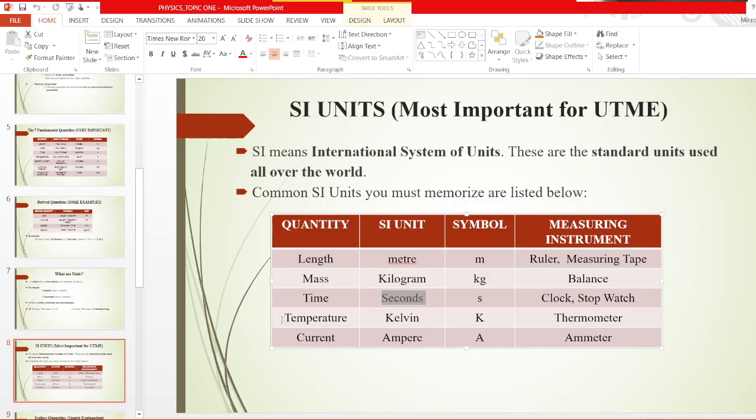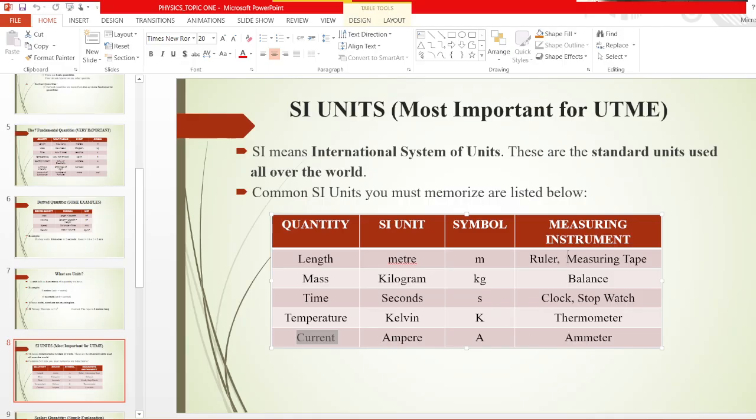We are looking at temperature. The SI unit for temperature is Kelvin, but questions might present temperature in Celsius, and they ask you to give your answer in the SI unit for temperature. Please know that the SI unit for temperature is Kelvin. The SI unit for current is what? Ampere. The SI unit for current is ampere.